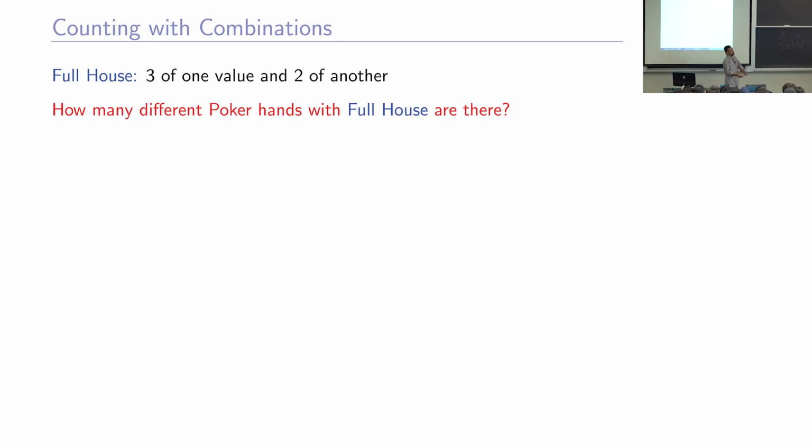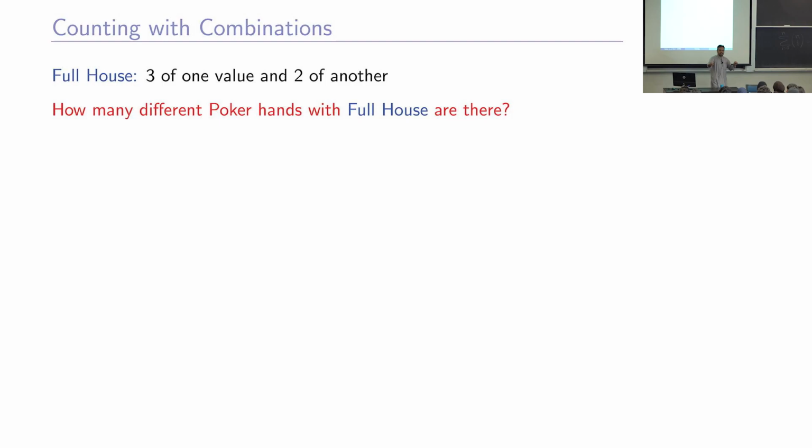And then how many choices do I have for the value of the pair of 2 cards? Why didn't you do 13 choose 3 there? What could be the value of the 2 cards? If I fix the value for the 3 of a value, what could be the value of the 2 of a value? Anything that's not the 3s, right? If I have chosen 3 sevens, then this could be 2 eights, 2 nines. Can it be 2 sevens? Can it be 2 kings? Yes.